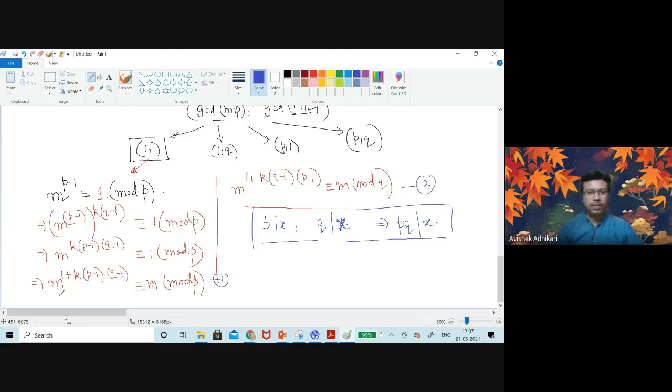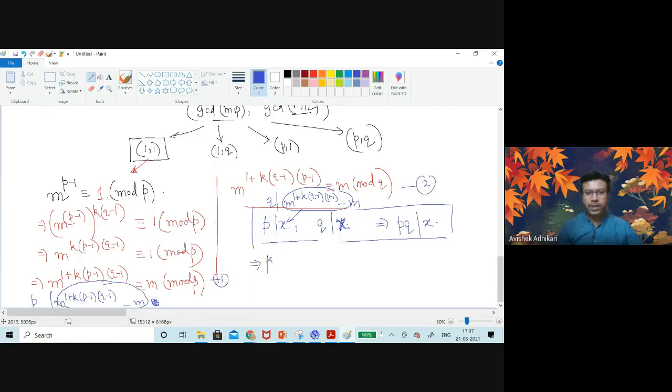So from 1 you can write m to the power 1 plus k(p-1)(q-1), minus m, is divisible by p, so p divides this. Similarly, from here q divides m to the power 1 plus k(q-1)(p-1), minus m. See, both the things are the same. This one as well as this one are the same. So this is my x, and p divides this and q divides this. So what would be your conclusion?